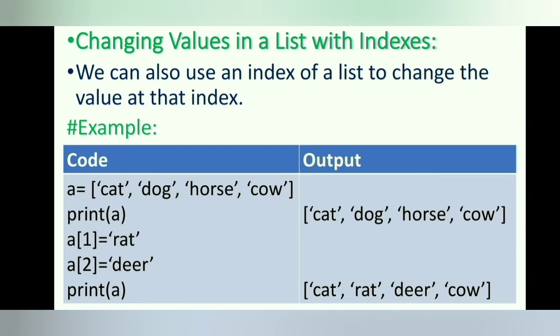In the next statement, we modified the list by assigning the value rat at index position 1. Similarly, in the next statement, we modified the list by assigning the value deer at index position 2. The following statement, print a, will display the modified list cat, rat, deer and cow. So we can use an index of a list to change the value at that index.